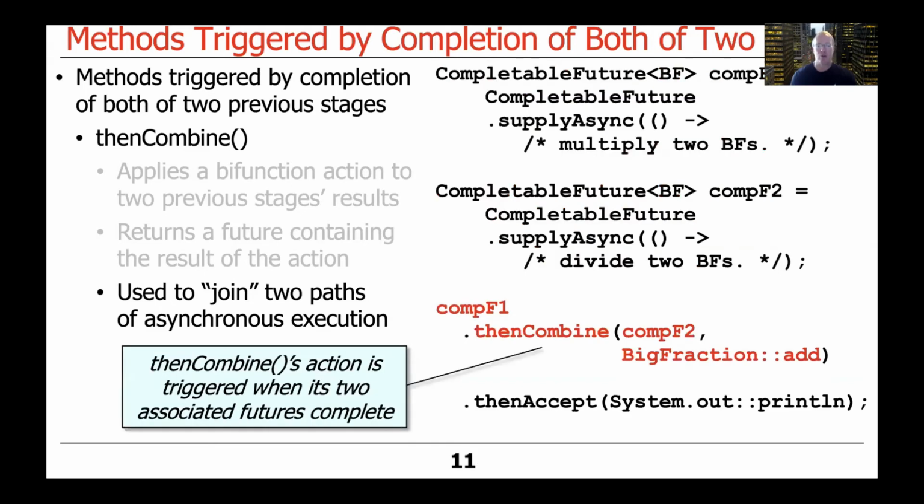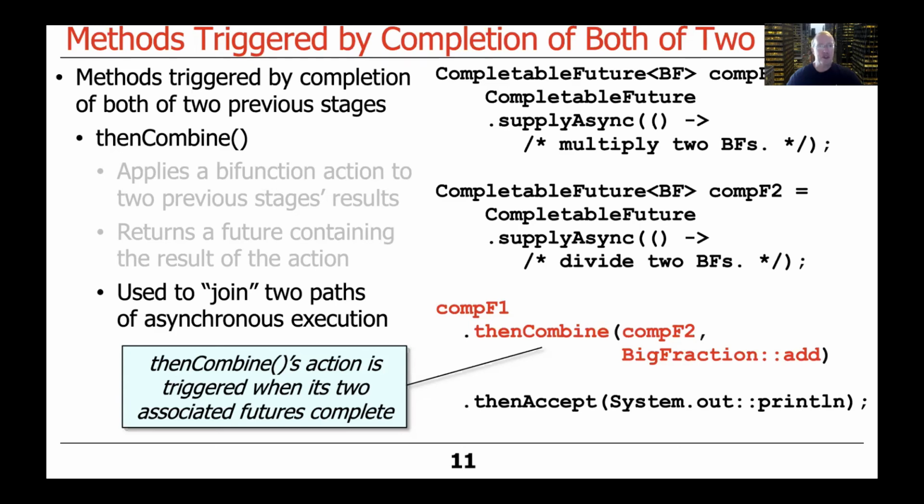And then what we're going to do here is call the then combine method on compF1, passing in compF2 as the first parameter. And there's no particular rhyme or reason to which one comes first. I could say compF2 dot then combine and pass compF1 as the first parameter if I so chose. And what we're going to do in this particular case, just to be concrete, is add the results together of those two other asynchronous big fraction computations. So we're going to have the asynchronous results of multiplying two big fractions, the asynchronous results of dividing two big fractions, and then we're going to add those results together using BigFraction::add.